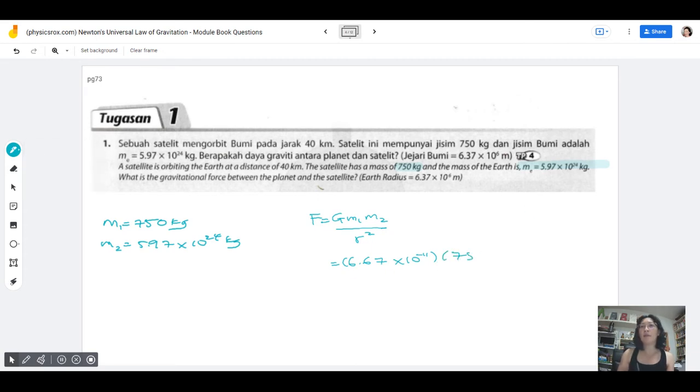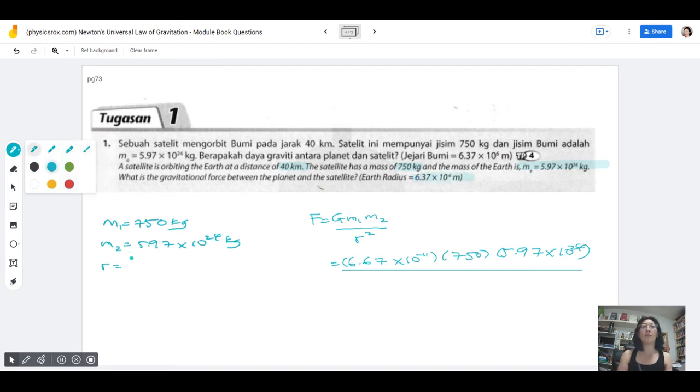Here, 750 and 5.97 times 10 to the power of 24. Now, for R, the satellite is orbiting the Earth at a distance of 40 kilometers. This value is 40 kilometers from the surface of Earth. You must remember that R is taken from the center of object 1 to the center of object 2, which means that to calculate R, you need to take 40 kilometers plus the Earth's radius.